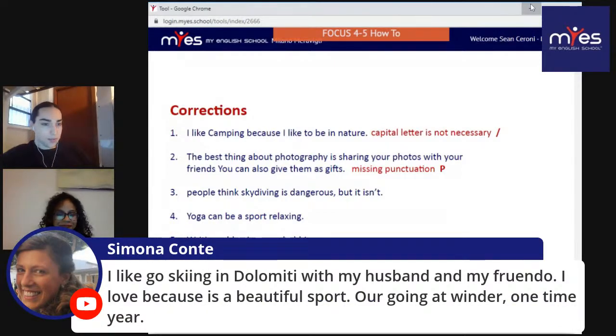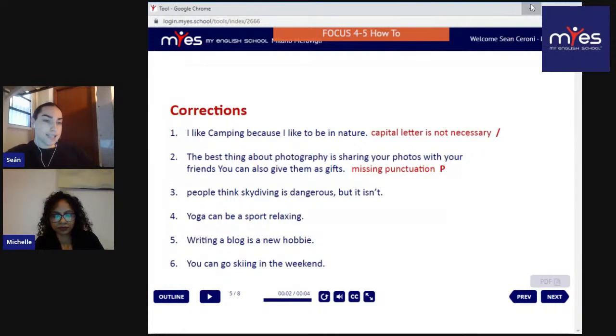Simona has answered about the previous slide. So, "I like going skiing in the Dolomites with my husband and my friend. I love it because it's a beautiful sport. We go in winter once a year." Very important is "once a year." You've written "one time a year." And in English, we say three times, four times, five times, but we say once and twice. So not one time, two times, but once or twice.